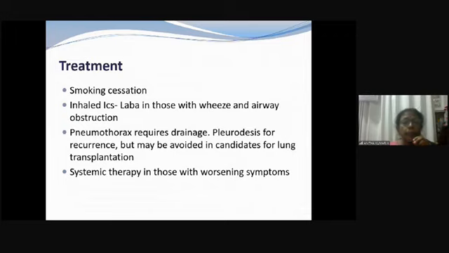Now treatment is smoking cessation, which can cause significant resolution of lesions in most patients. And inhaled corticosteroid with LABA is indicated in those with wheeze and airway obstruction. And if the patient presents with a pneumothorax, surgical drainage of the pneumothorax should be done, and pleurodesis should be done because of the chance of recurrence. And systemic therapy should be given for those with worsening symptoms in spite of smoking cessation.